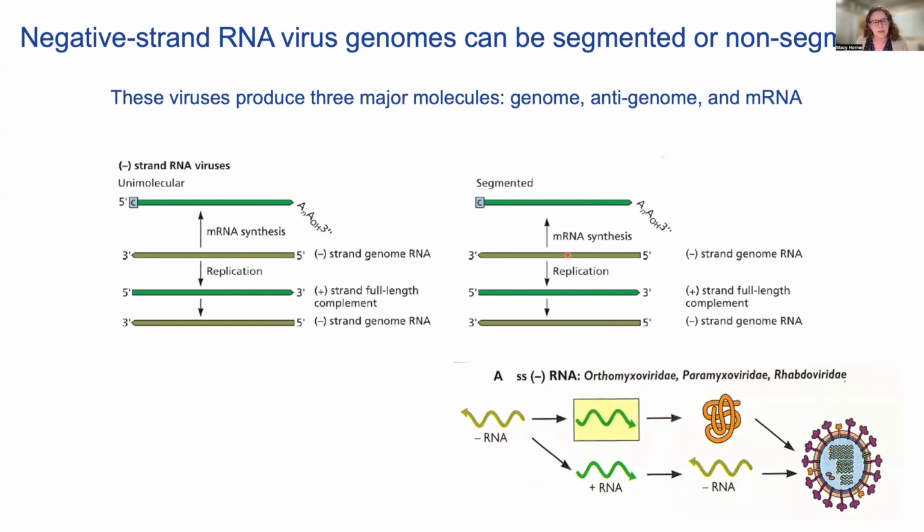And this has to get copied into the full-length positive strand complement and then copied back. But to make protein, it has to make mRNA. And so the mRNA has to be capped and polyadenylated. And viruses have unique strategies for doing this, but this capping and polyadenylation makes this molecule different, what we call the genome copy versus the mRNA copy.